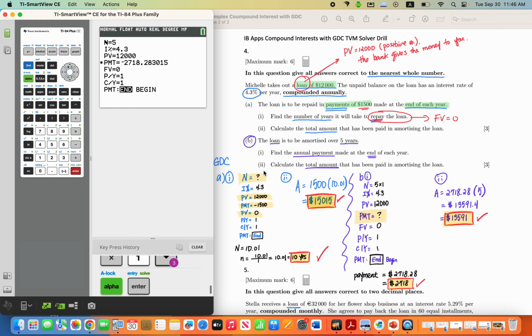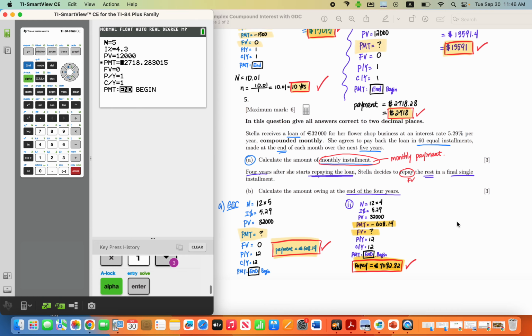All right, part b(ii), calculate the total amount that has been paid in the amortized loan. So we are dealing with the 5 years. Every payment at each year, I need to go by 5 years. So I multiply times 5, and that's the amount of money. Okay. All right, practice makes better.